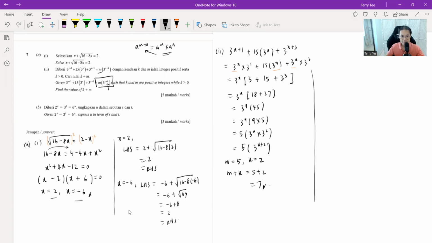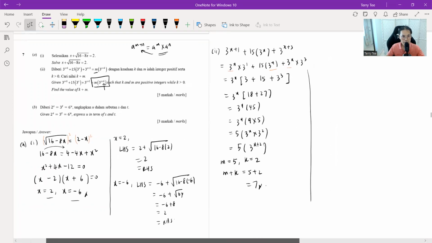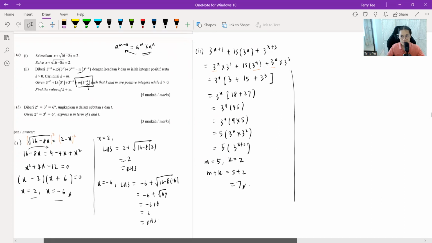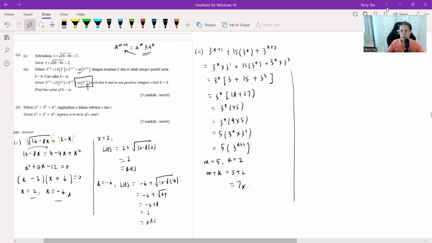Oh, this is very long. I'm out of space to do C, part B. Okay, so for part B, I'm gonna do over here. All right, the first thing I need to do, you're given 2 power s equals 3 power t equals 6 power u. Now, we need to break it up to 2 power s equals 6 power u. And another one is 3 power t equals 6 power u.